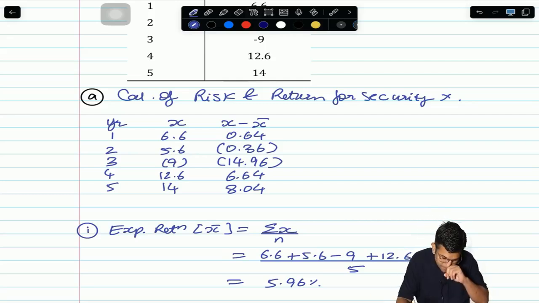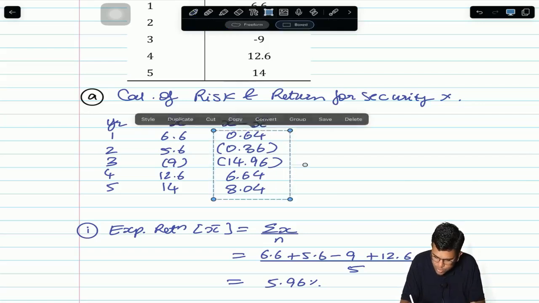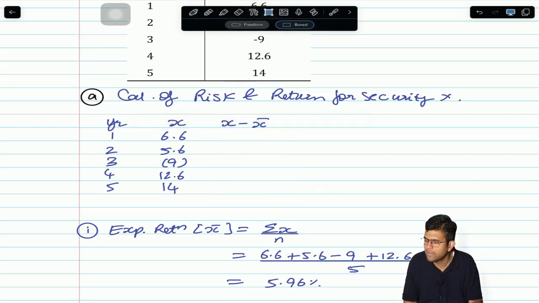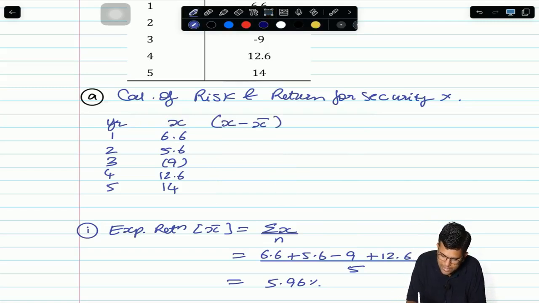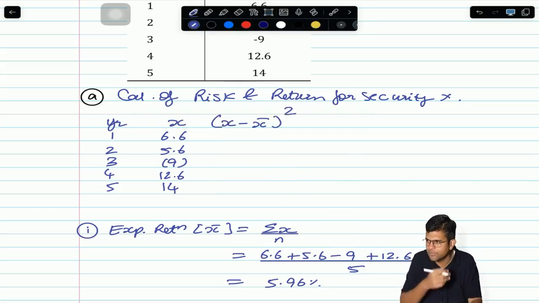So, see, in the exam one should not make this column only. It's a waste of time. In the exam you should directly go for this column. Everybody, are you understanding? We should go for this column.